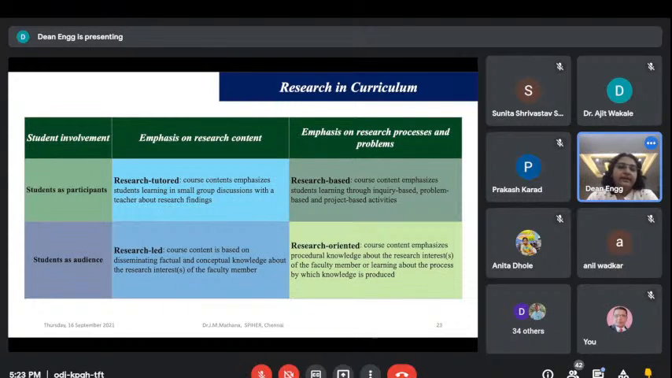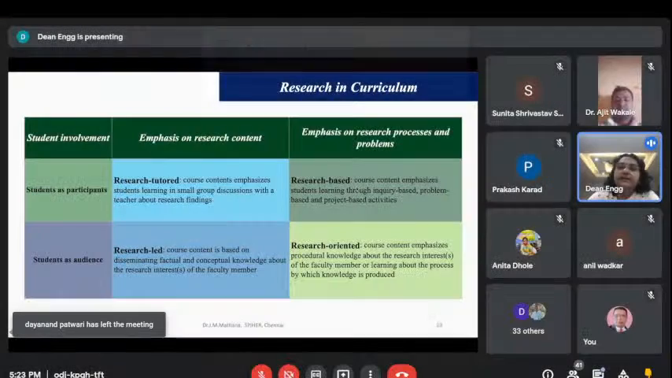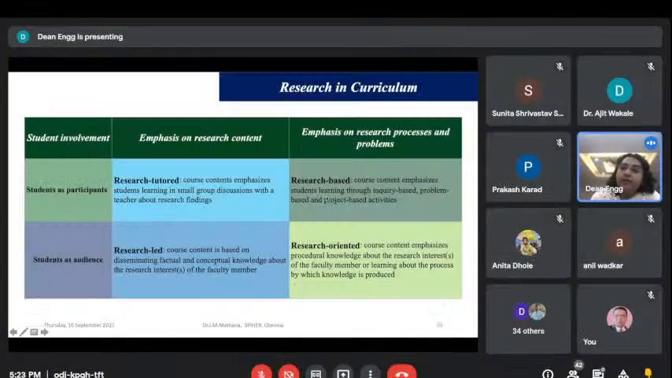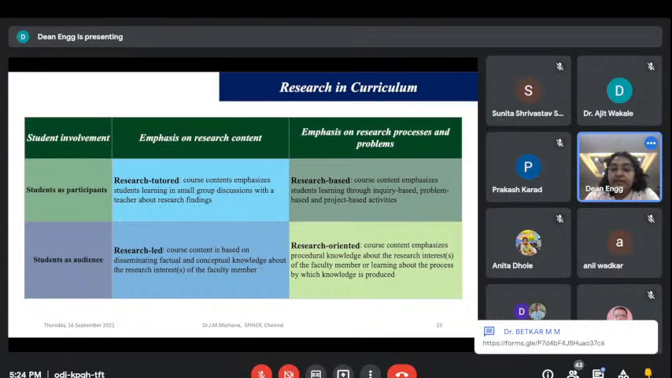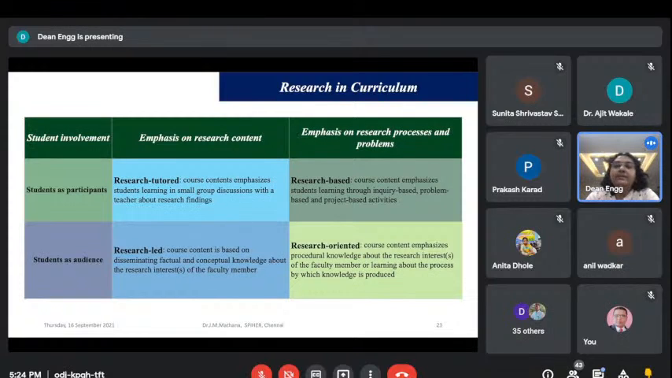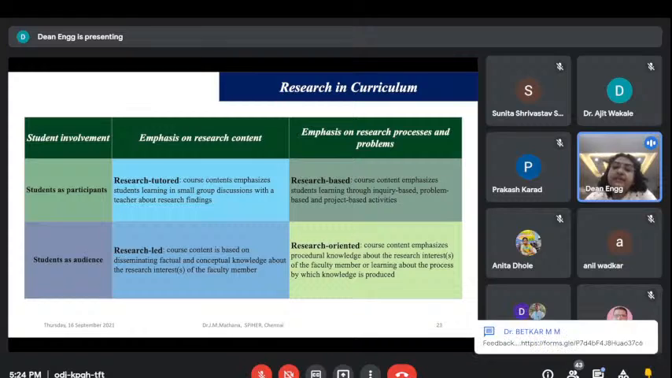In the case of research led, the students are not actively participating in the research. They act as the audience, because the faculty is only disseminating the research interest of her or himself. Then what about research based? Here the research tutored and research led emphasize research content. In research based learning, students are involved in the real research process. They are involved in project based activities. They are involved, and this kind of learning emphasizes research process and problems. Then what about research oriented?